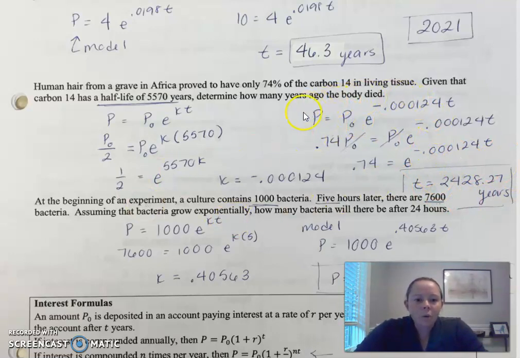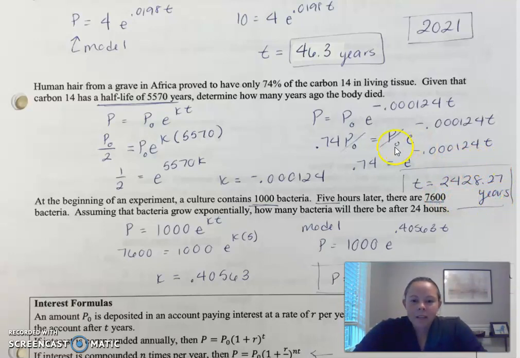So now we have our model up here, and it says we have 74% remaining. So 0.74 times P initial equals P initial e to the kt. P initials cancel, natural log both sides, divide by that decimal, and there's your t, your years old. Okay.